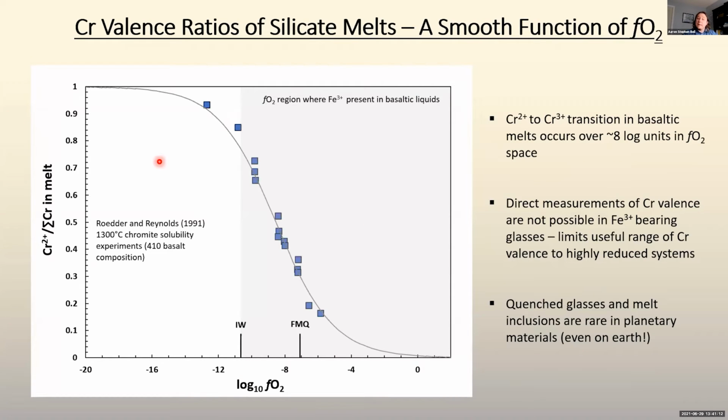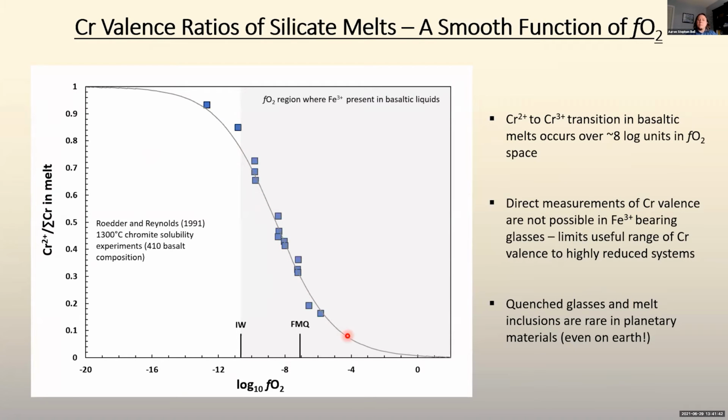These actually weren't done at a synchrotron facility. This was an old-fashioned way you could measure chromium valence, using chromite solubility measurements from some experiments. And so essentially what you're seeing here is a plot of the chromium 2+ to total chromium content of these basaltic melts from these experiments. You can see that as fO2 increases, or as the oxidation state increases along the x-axis, the chromium 2+ content of the melt decreases smoothly, as a sort of sigmoidal function of fO2.